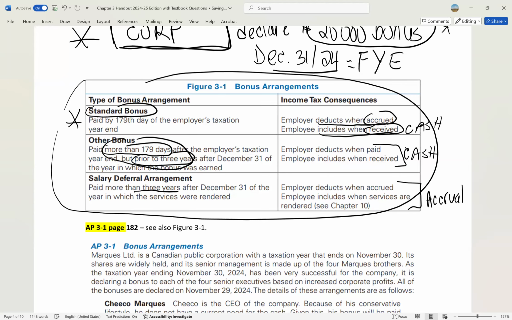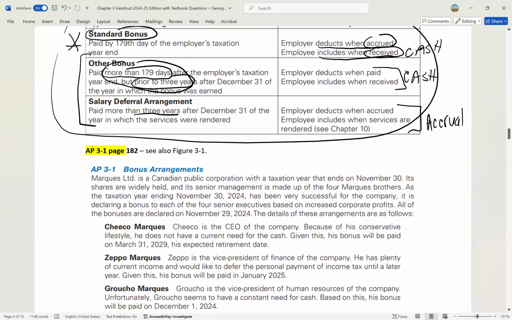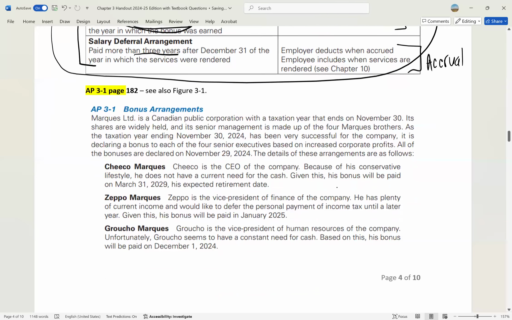But the reason that they have these other two sets of rules is, once again, trying to overcome situations where employers and employees are trying to maximize their tax benefits by delaying when the employee has to include it in income. So those are the rules we're going to look at, and we're going to look at it with respect to this question here.